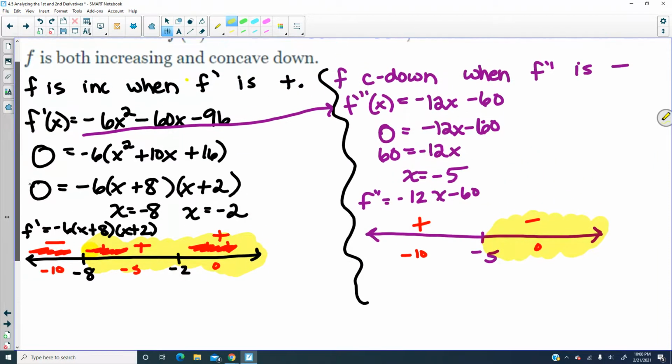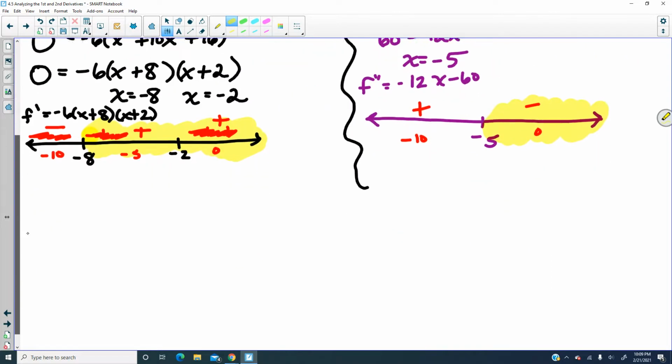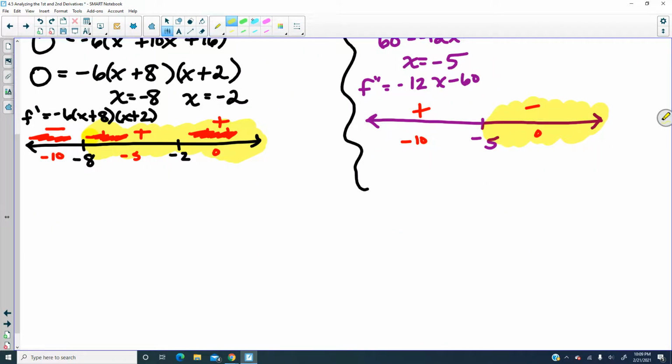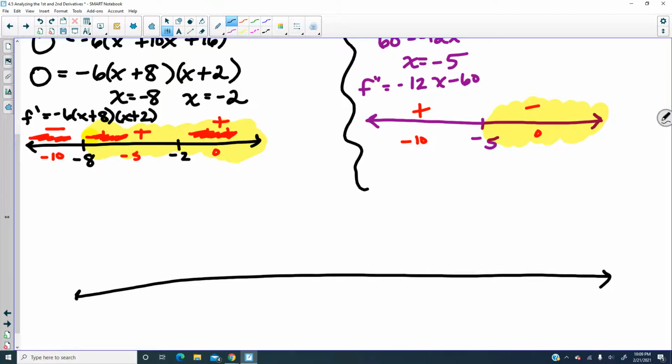Okay, so f double prime, and then I'm looking for where f is both increasing and concave down at the same time. So let's see. Let's make one big number line now. So here's f, right? Let's look at what's happening here. f is decreasing until -8 and then increasing. So I'll say f is decreasing and then increasing.